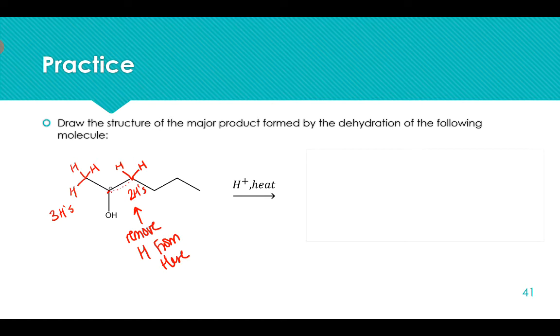So there's 1, 2, 3, 4, 5, 6 carbons. Oh, that's terrible. I'm going to redo that. 1, 2, 3, 4, 5, 6. Okay, here we go. I'm removing the hydrogen from there. So that's going to be my double bond between those 2 carbons. And then I have my water as the byproduct.